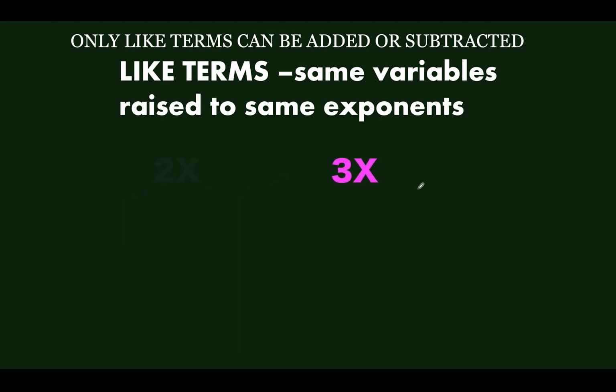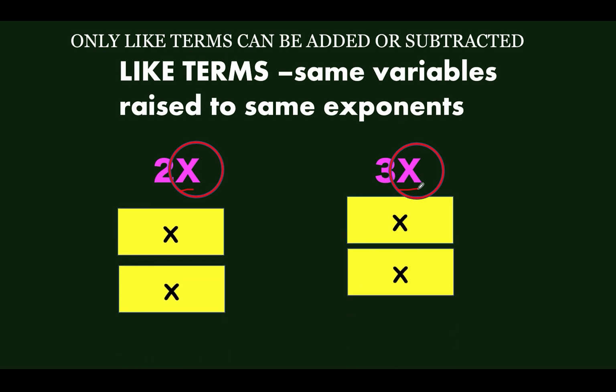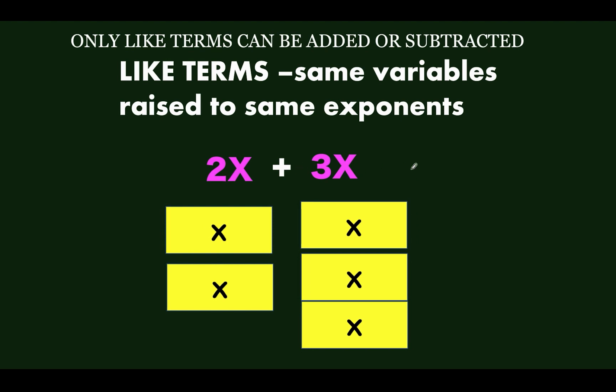Now let's have another example. Let's say we have 2x and 3x. Again, we are looking at the variables raised to the same exponents. So if we now combine 2x plus 3x, here's the visualization. Combine them, that means addition. The result is, how many of that kind are there? There are 5 x's.